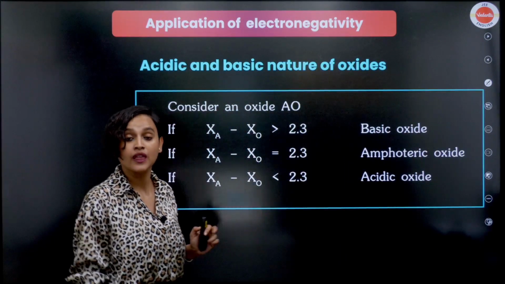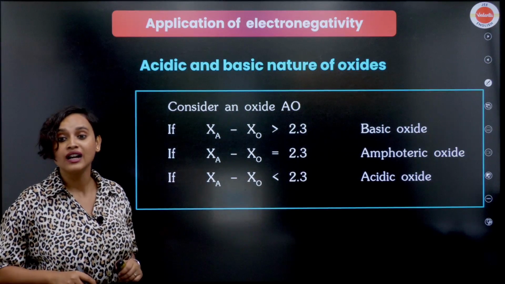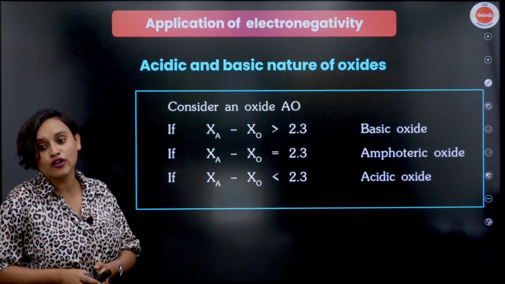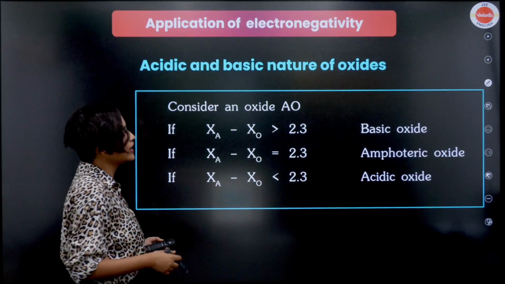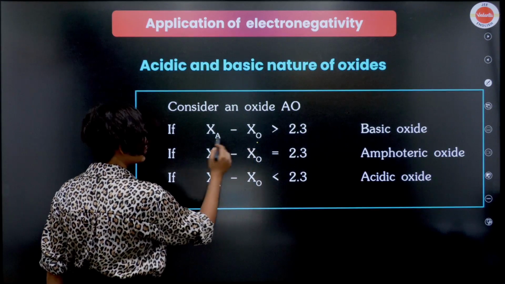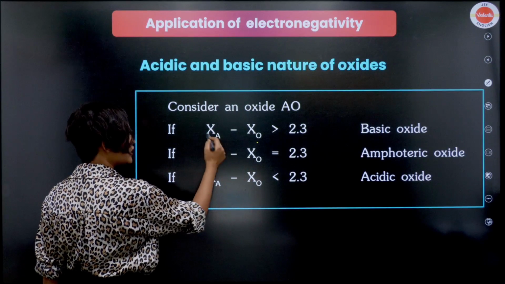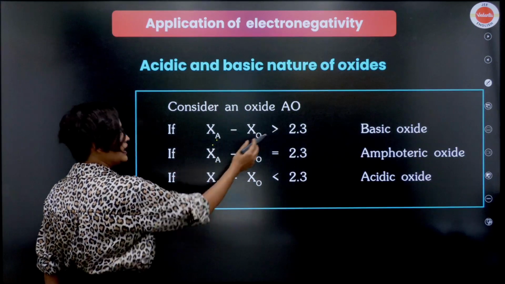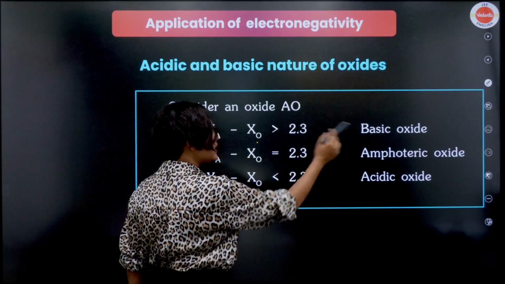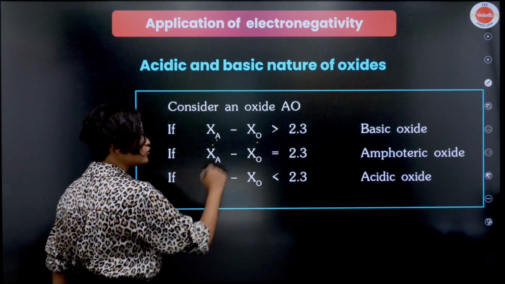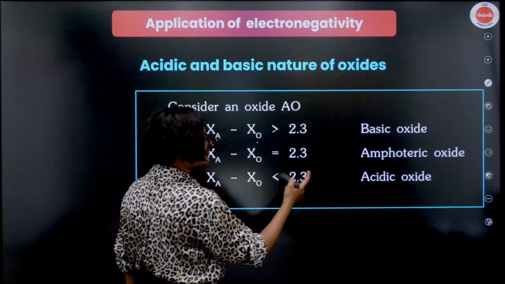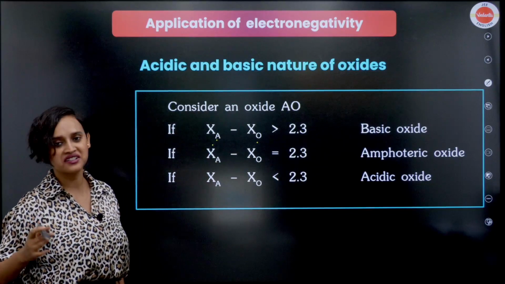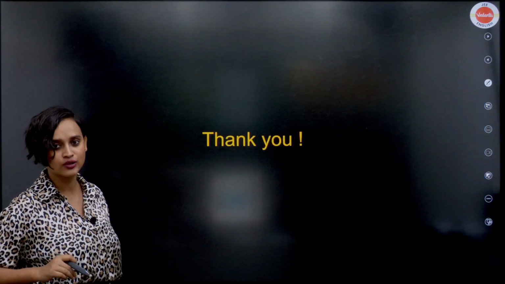We can also talk about the acidic and the basic nature of oxides. Let's consider an oxide called AO. So there is A and there is O. Take the electronegativity of A and the electronegativity of O. If the difference is greater than 2.3, basic oxide. If it is equal to 2.3, amphoteric oxide. If it is less than 2.3, acidic oxide. That's it, done and dusted. You can actually calculate it.